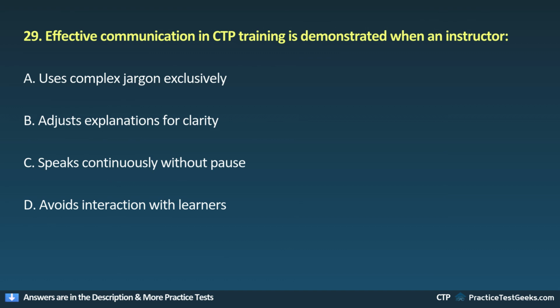29. Effective communication in CTP training is demonstrated when an instructor: A. Uses complex jargon exclusively. B. Adjusts explanations for clarity. C. Speaks continuously without pause. D. Avoids interaction with learners.